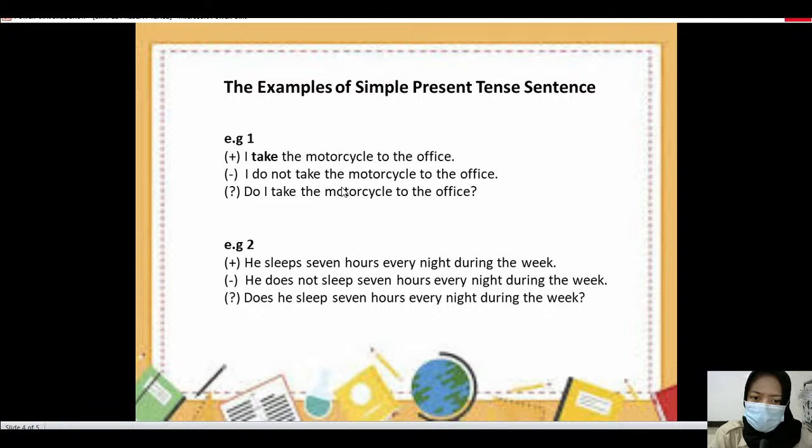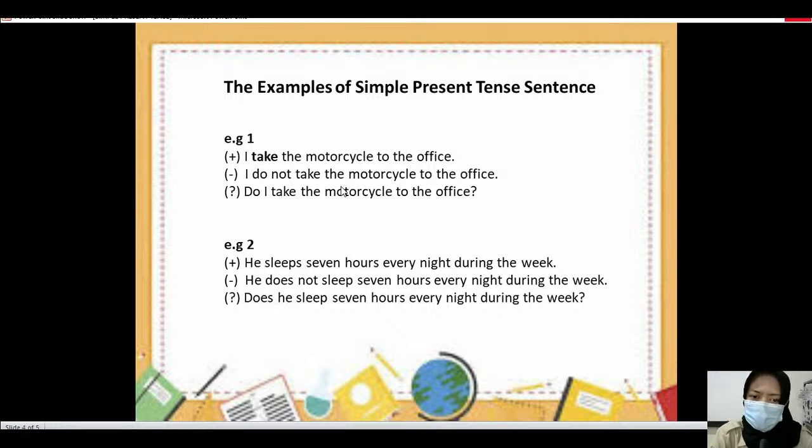So the conclusion is that take is verb 1. The complement is the motorcycle to the office. The subject is I, and I uses do. You can change these sentences with other subjects, but they still use do.